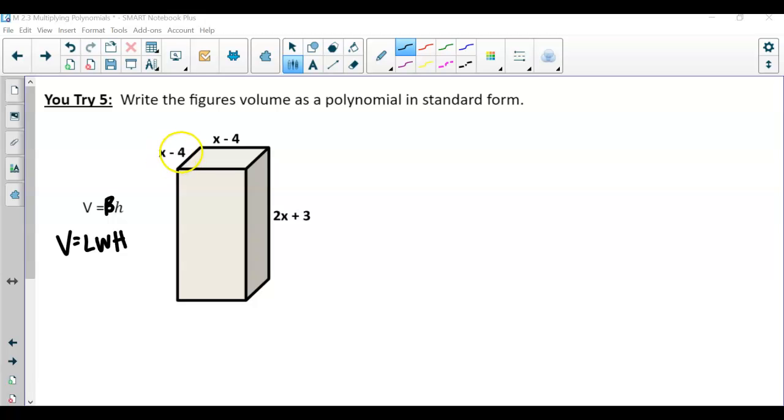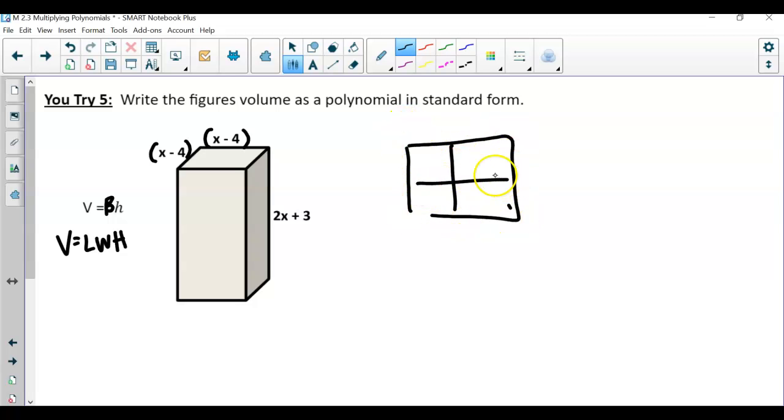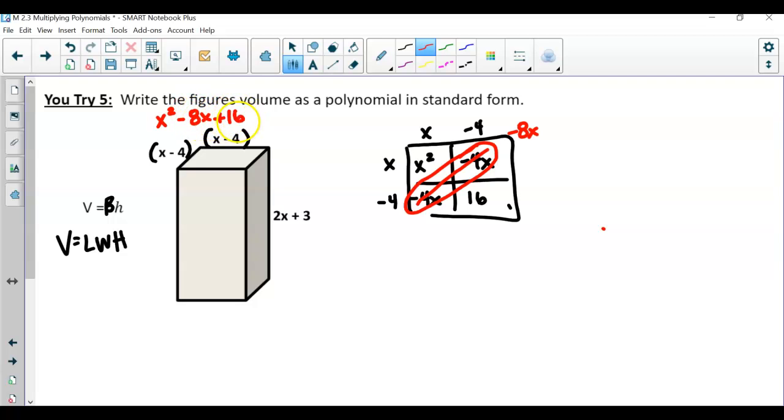Now, remember, multiplying order doesn't matter. So I'm just starting up at the top here, and I'm going to multiply x minus 4 times x minus 4. So I'm going to set up my box. So here you've got x squared, negative 4x, negative 4x again, but now positive 16. Then here, when you combine your like terms, you do get negative 8x. So from these two dimensions, you have x squared minus 8x plus 16.